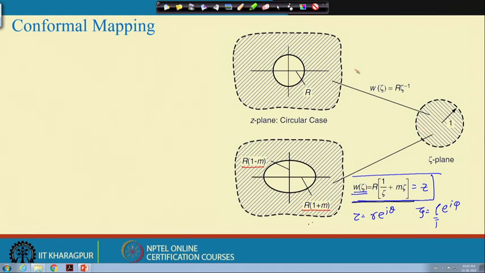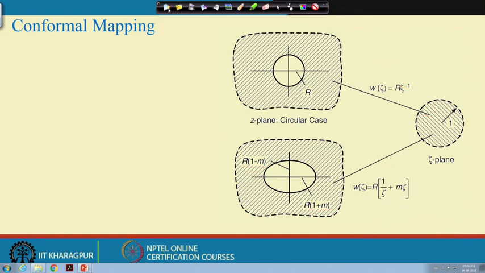So, this map, for m equal to 0, is this. Essentially, in this case you are mapping a unit circle to a circle whose radius is r. If you want to map the unit circle to the unit circle, put r equal to 1 here. You can check that. So, this is the map we have. Now, let us use this map and solve the example that we started with.